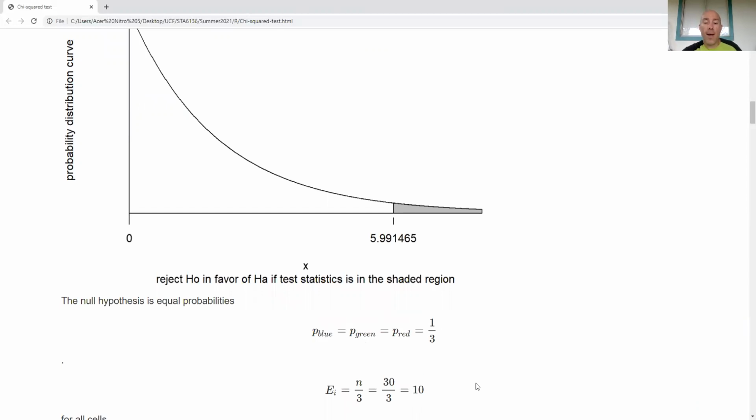Okay, so if I see counts that are far away from 10, that is evidence that I should go with the alternative hypothesis. If all the values I see are close to 10, that's evidence I should go with the null hypothesis.